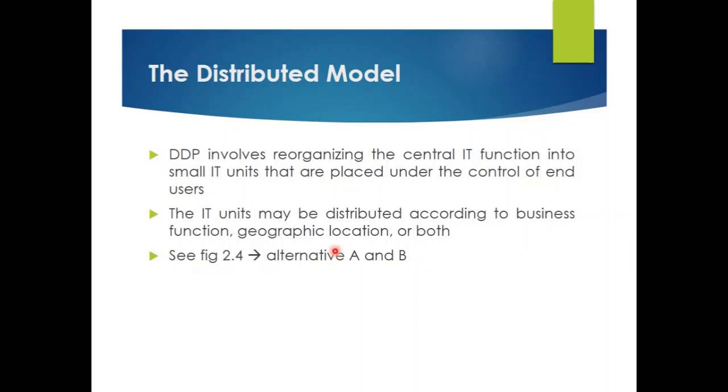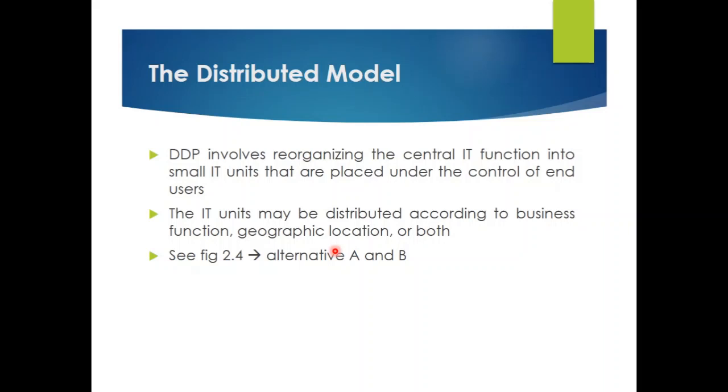So after the centralized processing model, we have the distributed model. The DDP, or distributed data processing, involves reorganizing the central IT function into small IT units that are placed under the control of the end users. The IT units may be distributed according to business functions, geographic location, or both. So it depends on the company which they prefer.